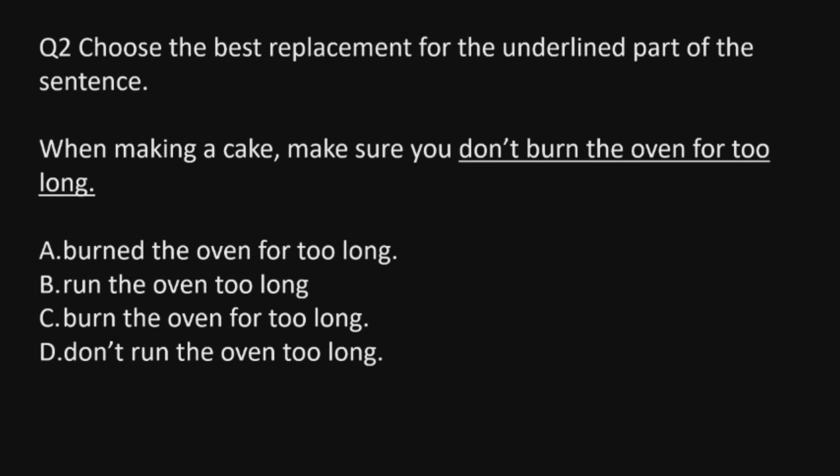Okay, so for making a cake, we don't want the oven to be heated for too long. So the oven should not be running for too long. So option B is wrong. We want "don't", so the negative part comes here. So option D is the best answer here.